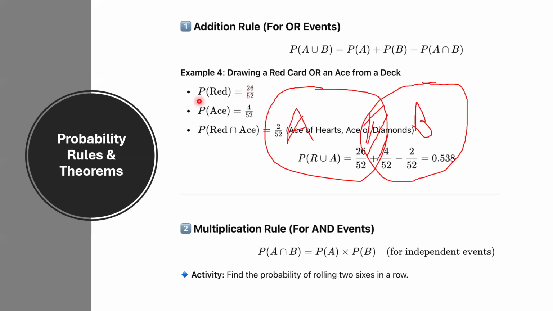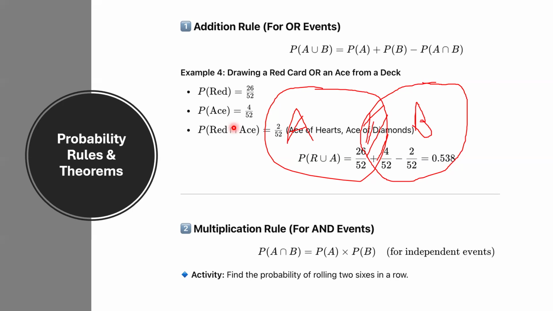Okay, so now what is the probability of getting a red card? You all know this, 26 by 52, right? What is the probability of getting an ace? That is nothing but 4 by 52. Okay, now let's try to identify this. What I'm trying to say is the probability of happening event A and B together. It means here we are saying the probability of getting a red ace. Or we can put it another way: what is the probability of getting a red card and it's an ace?